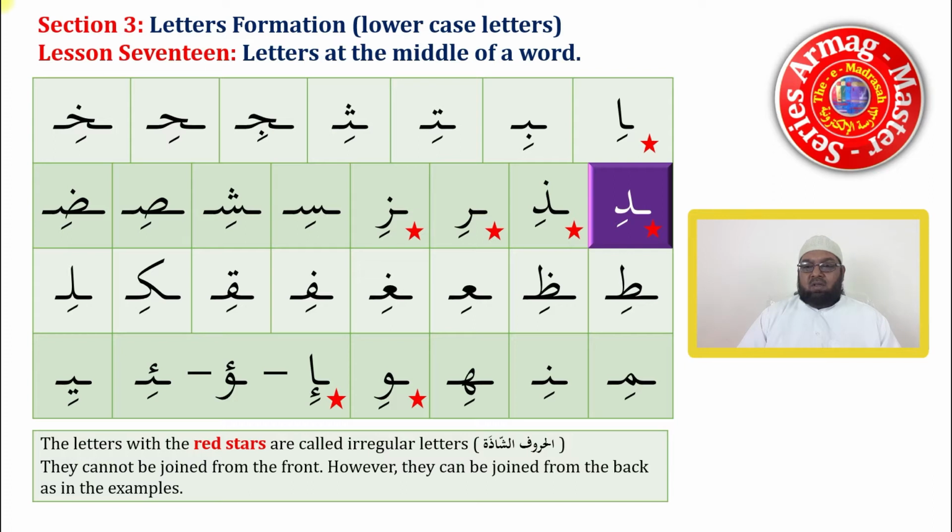If you remember, we said that Dal also cannot be joined from the front, but it can be joined from the back. So the irregular letters, all of them, they only could be joined from the back, and they cannot be joined from the front.